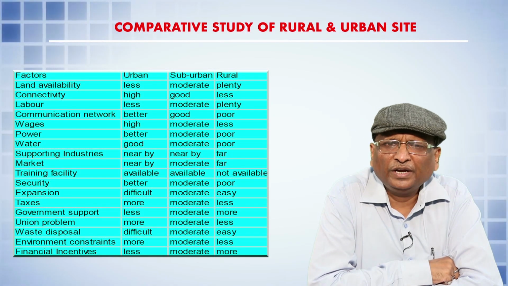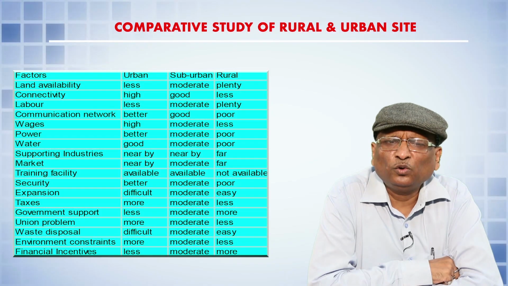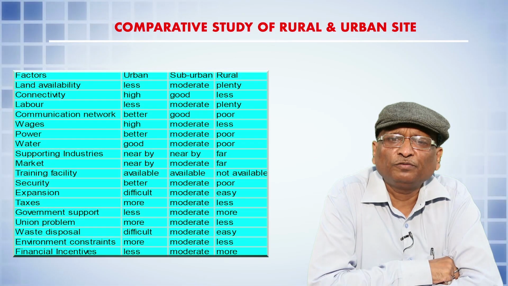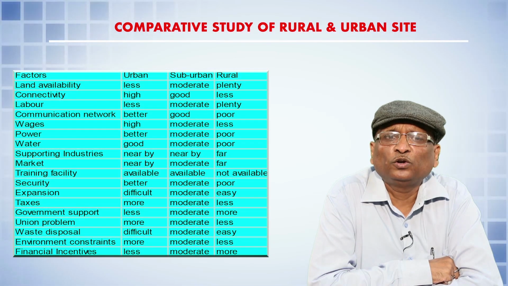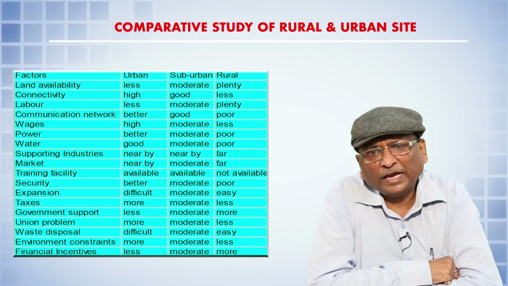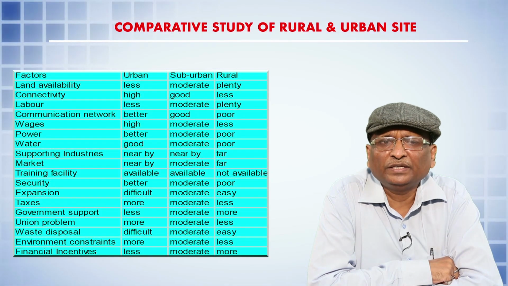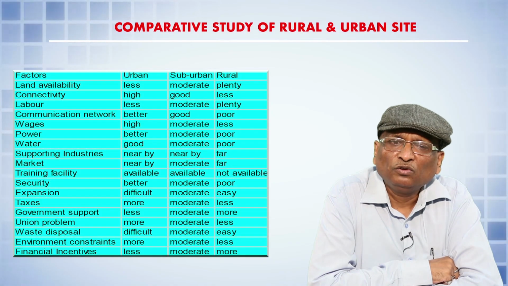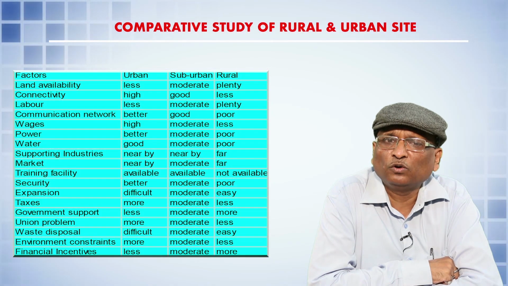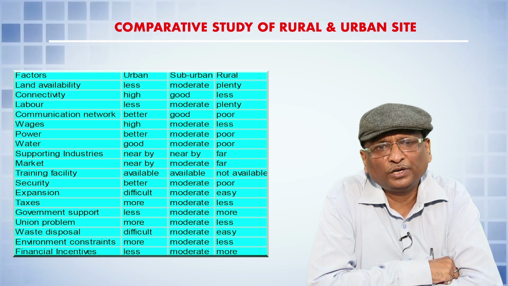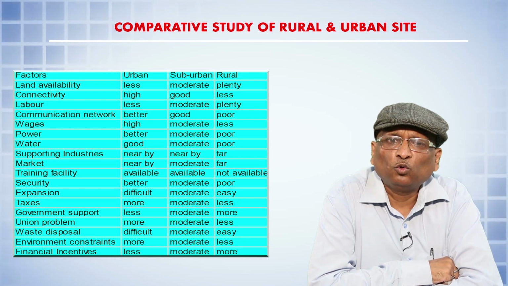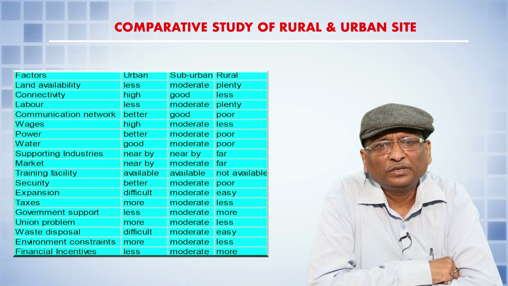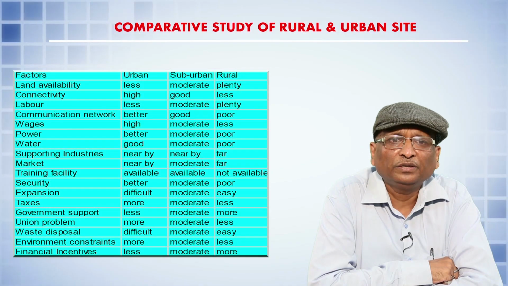Market, training facility, and security is another point, because it covers the security for the factory and the security for the employee. Expansion, whether there is a possibility for expansion of the unit. Taxes, what taxes are imposed by the government in the case of a particular facility. Government support, whether the government is giving more support for the particular location.